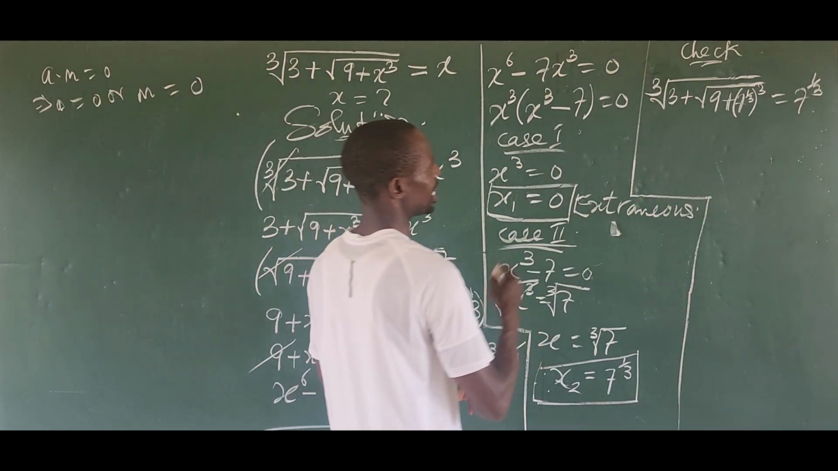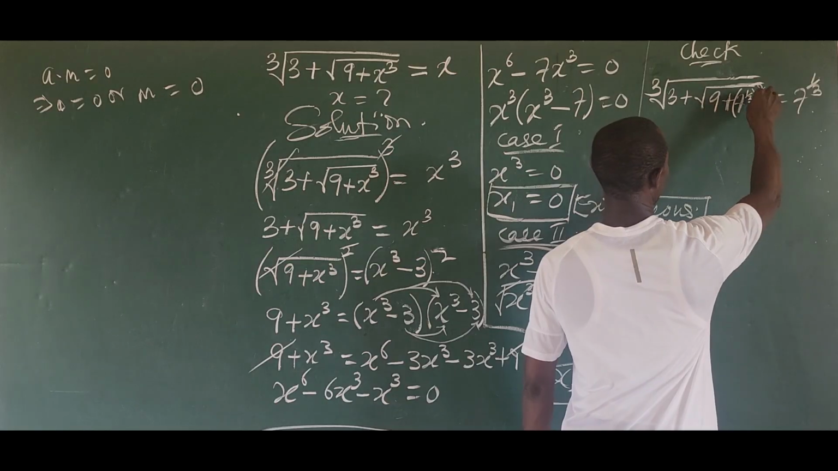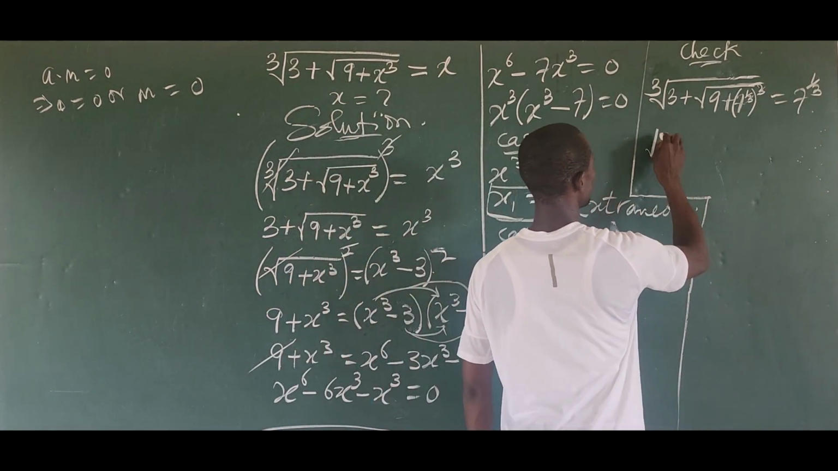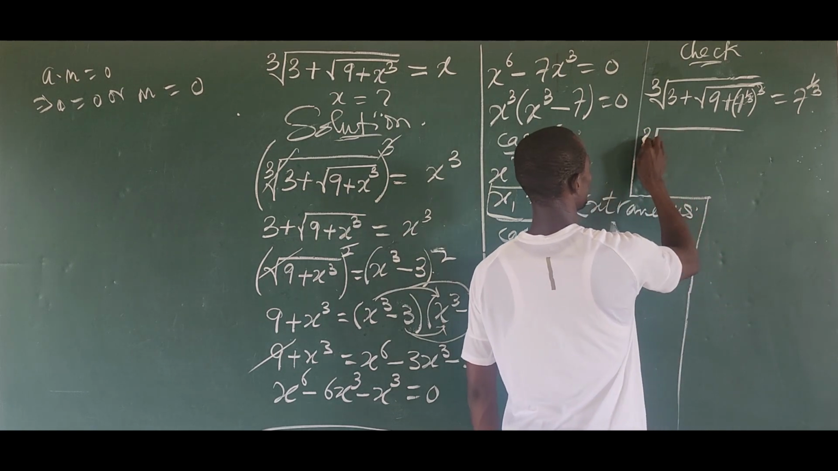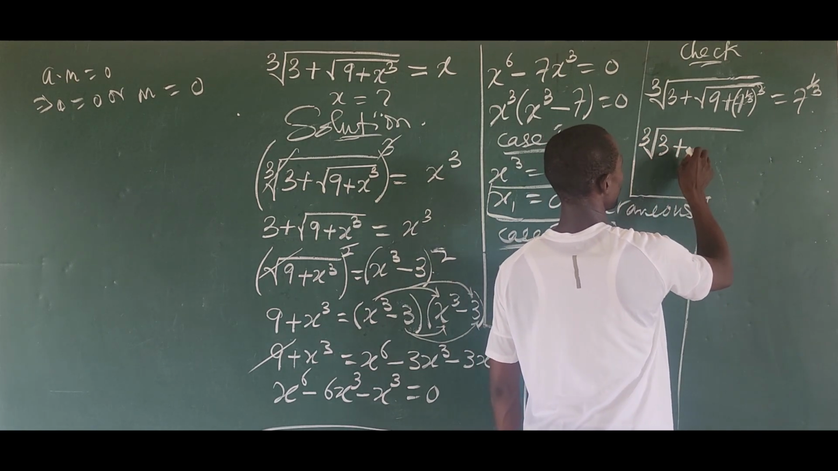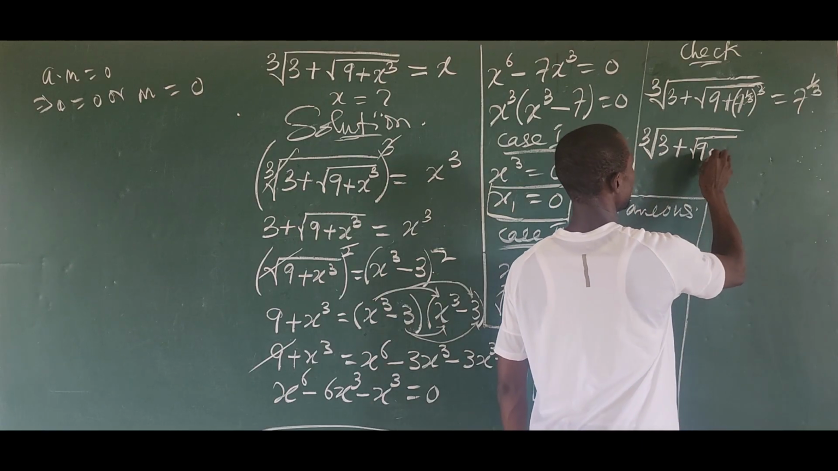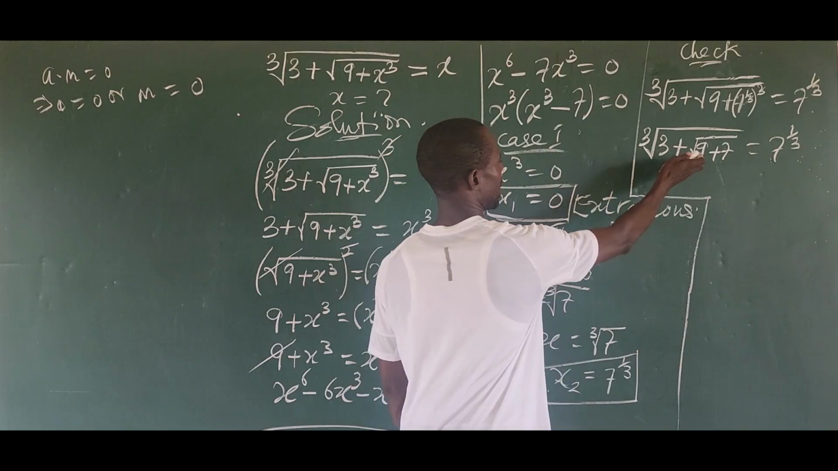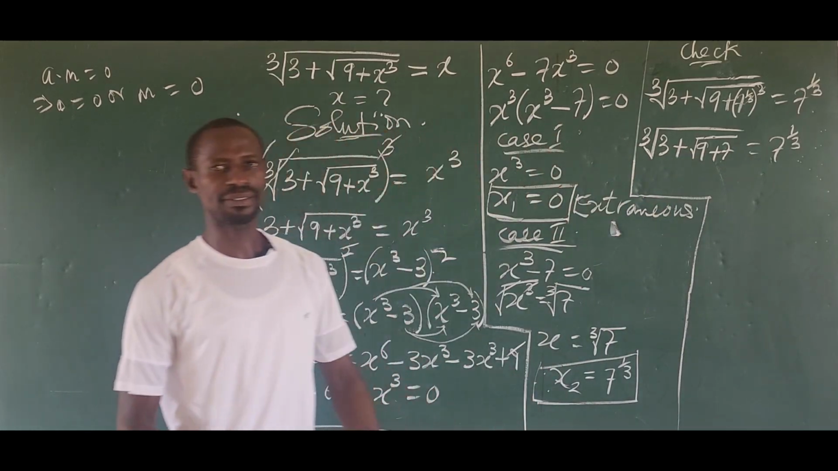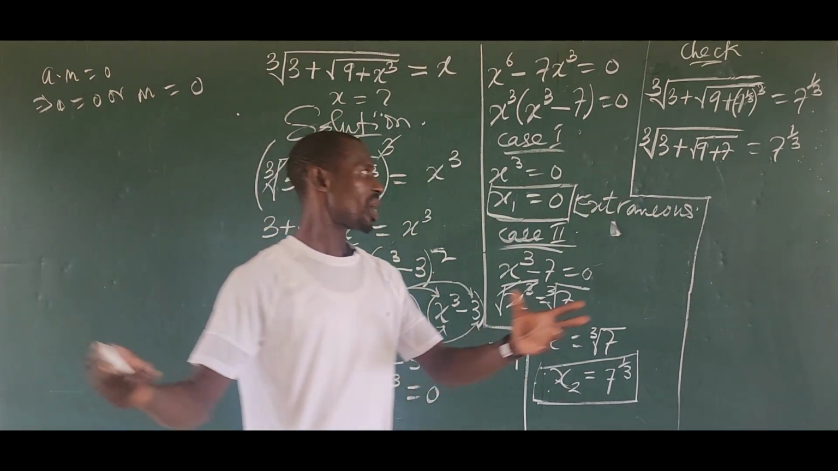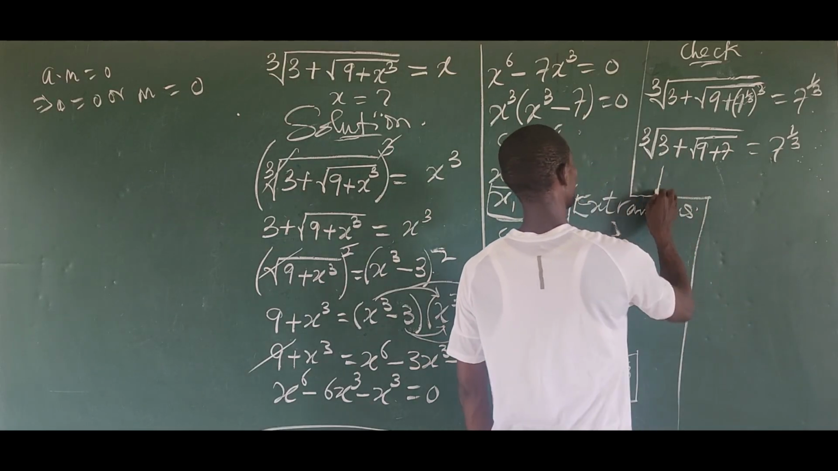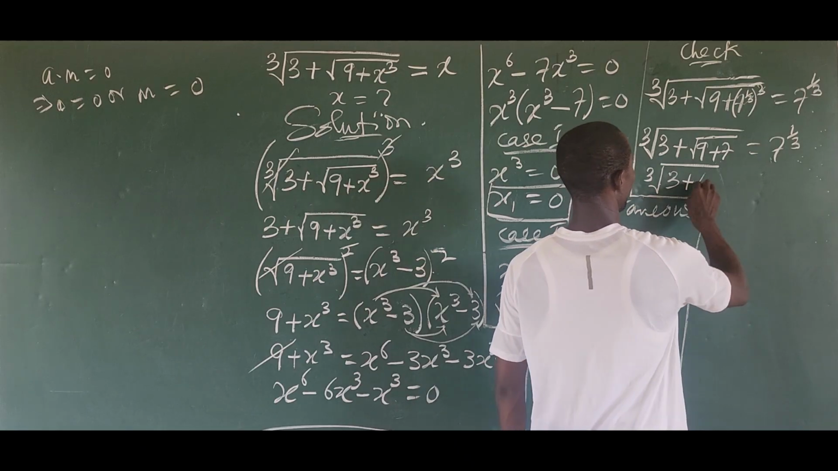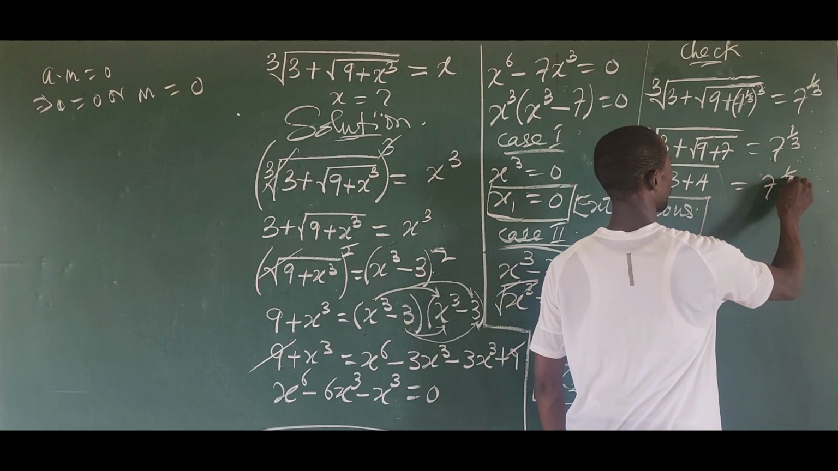Okay, good. Now let's look at this here. Remember, this and this will leave the system. So we're going to have this expression on the left-hand side to be the cube root of 3 plus the square root of 9 plus 7 equals 7 to the power of 1 over 3. We can add 9 to 7, and that will give us 16. 16 is a perfect square, so the square root of 16 will give us 4. So we end up having the cube root of 3 plus 4 equal to 7 to the power of 1 over 3.